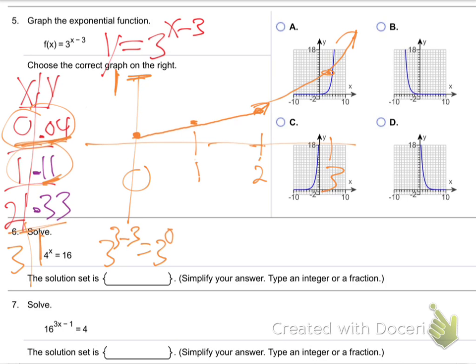So which graph is coming up to the right like that? A. Yeah, it's A. It might look funny, like, no way, that thing's rocketing up. Well, yeah, if you go a little further, it will. If I plug in 4, it's going to be at 9. At 5, it's going to be up at 27. And exponential functions do eventually take off. It's just, we had the slow beginnings there.